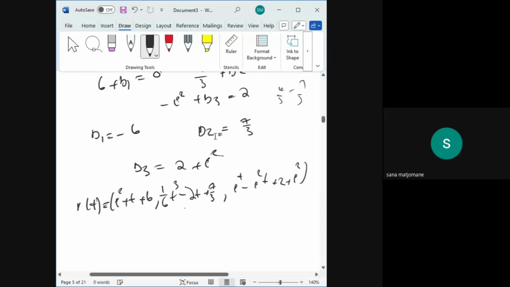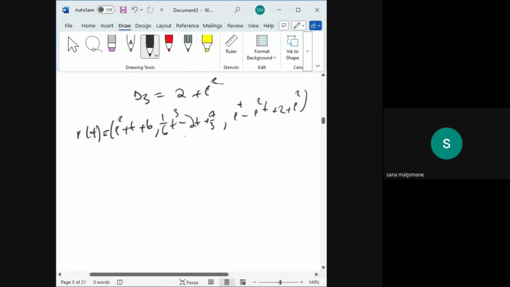Yeah, that's it. So remember, the question wanted r at naught. So now you have your full position vector equation, and you can find r at 0. Where there is t, you can put 0, guys. So when I put 0 here, this was e to the exponent t, so this becomes 1. 1 plus 6 becomes 7. The middle component is just 7 over 3. Then 0 goes, 0 goes, this becomes 1, and 1 plus 2 is 3, so this becomes 3 plus e squared.